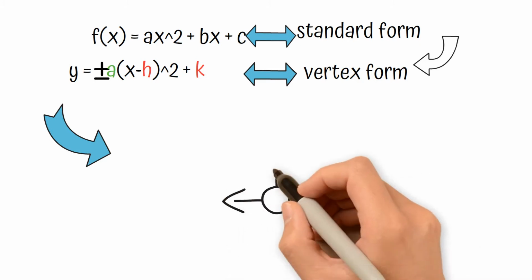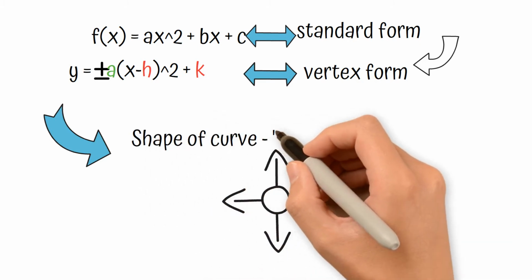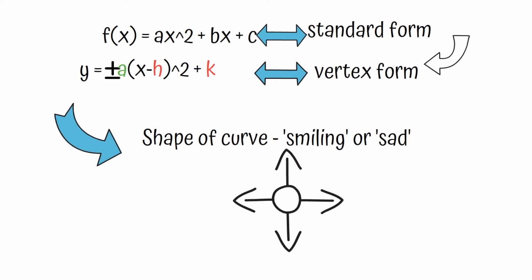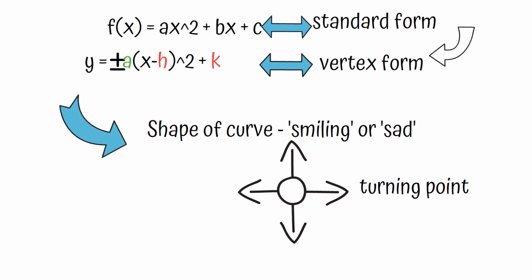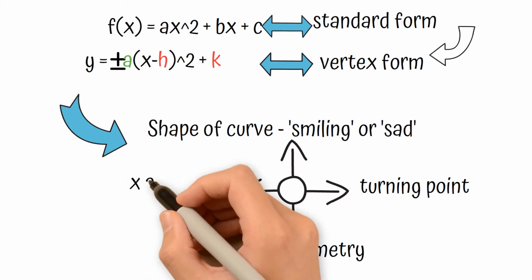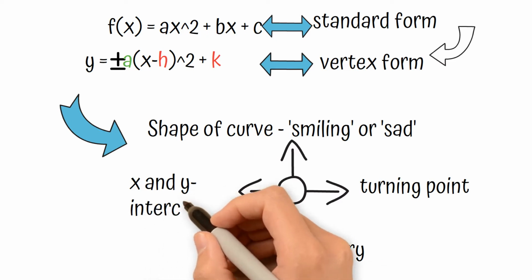From the vertex form, we can determine the shape of the graph, if it's smiling or sad, the turning point, and hence the maximum or minimum point, the line of symmetry, the x and y intercepts.